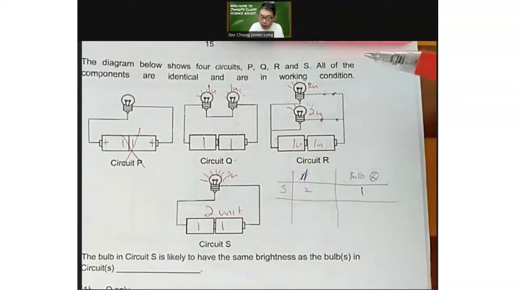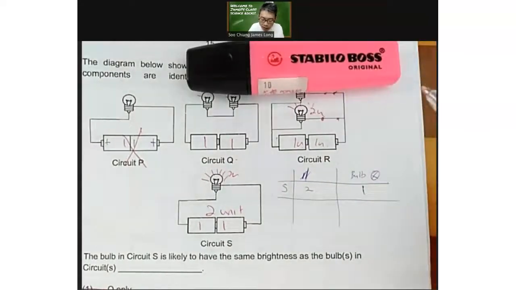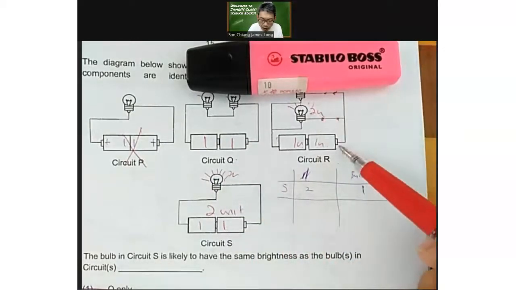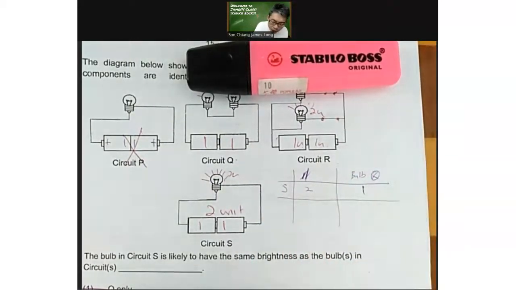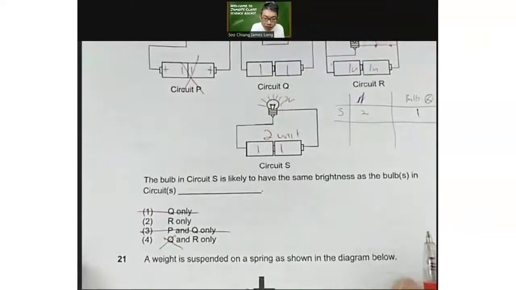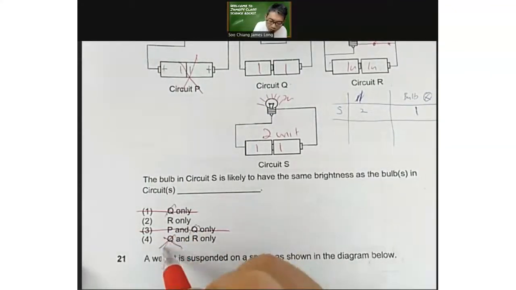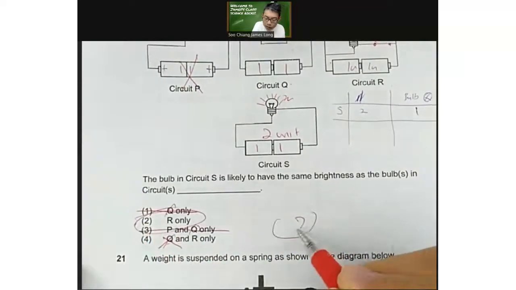But in short, to answer this question, circuit S has the bulb with the same brightness as the one in circuit R. Only R, not Q. So Q is out also. Oh, actually I can get the answer already. So if Q is out, then left only 2, 2 is the answer.